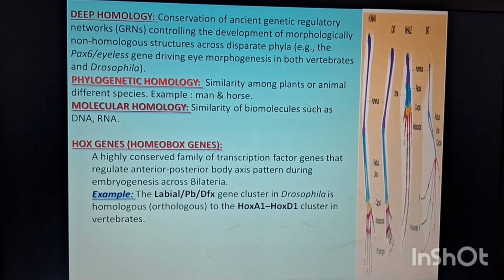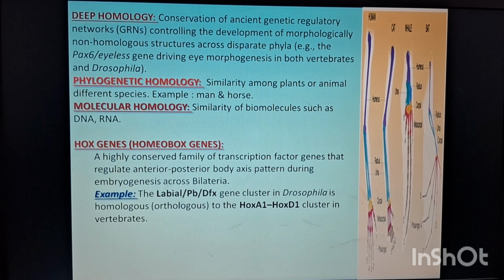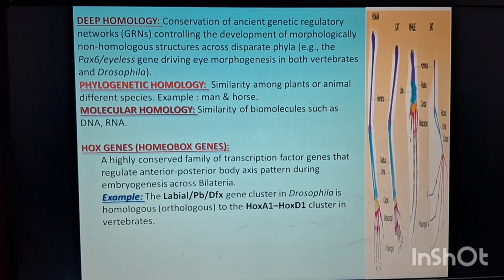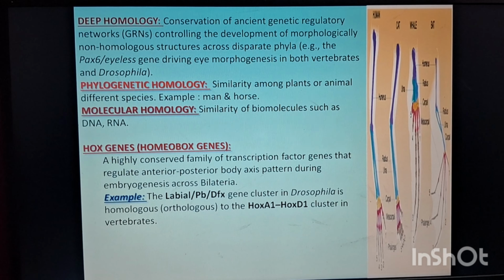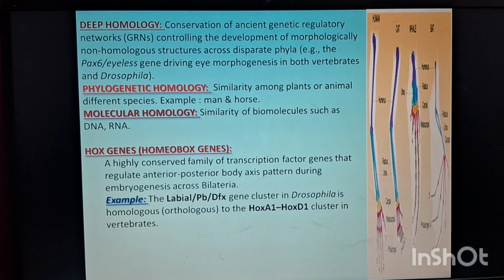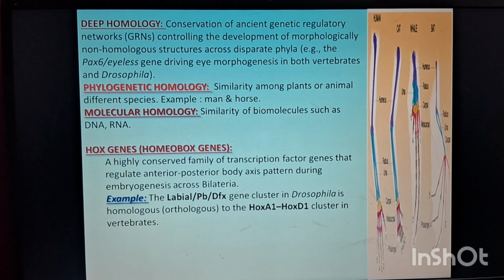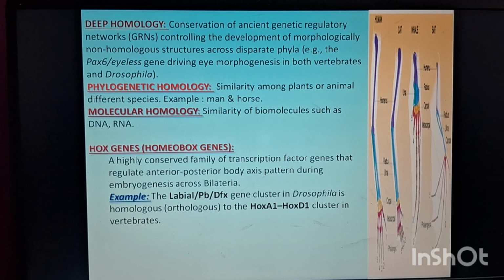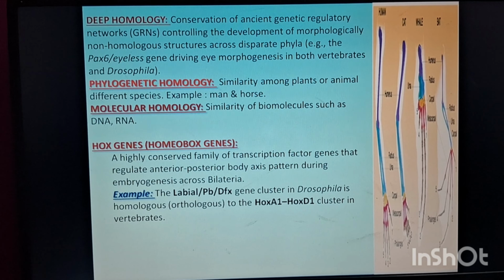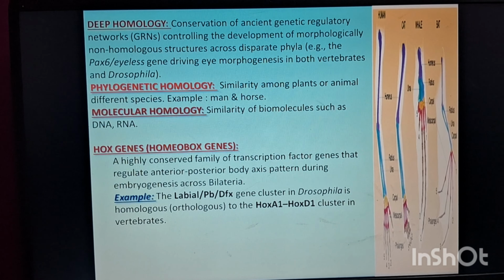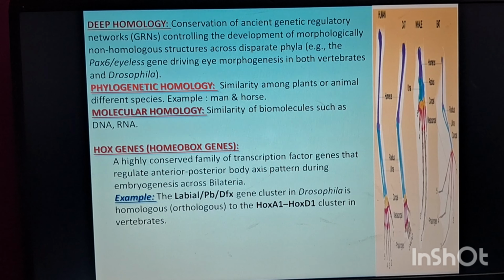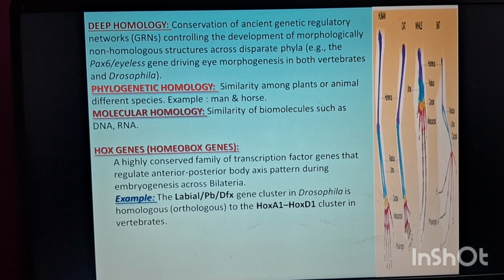Next, deep homology: conservation of an ancient genetic regulatory network that controls the development of morphologically non-homologous structures across disparate phyla. Example, the PAX6 or eyeless gene driving eye morphogenesis in both vertebrates and Drosophila. Next, phylogenetic homology: similarity among plants or animals in different species. Example, man and horse. Next, molecular homology.